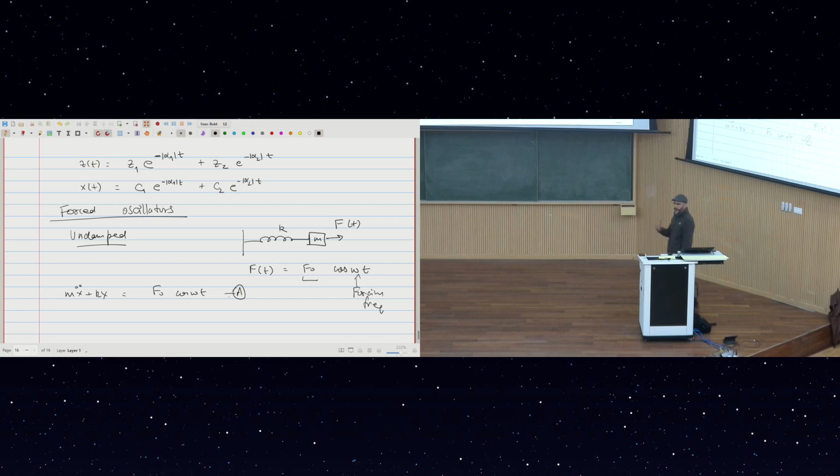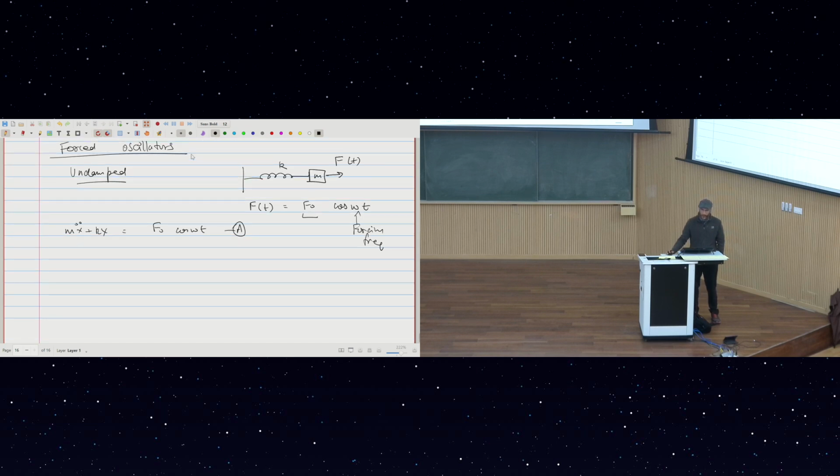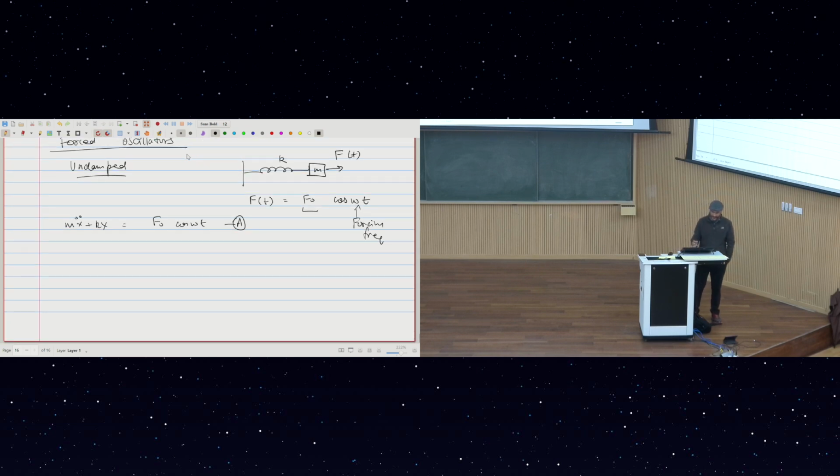What is the major difference between this equation and what we had previously? This is non-homogeneous, and I'm sure we know how to solve non-homogeneous ODEs, the general solution and the particular solution. You know that. If you don't know it, then I have no time to discuss that.